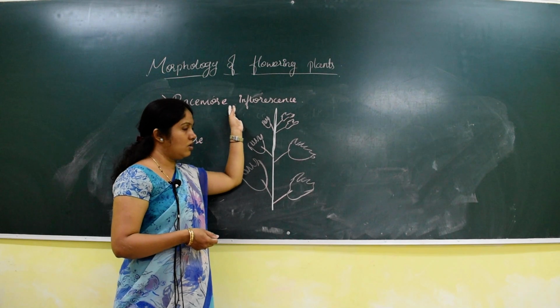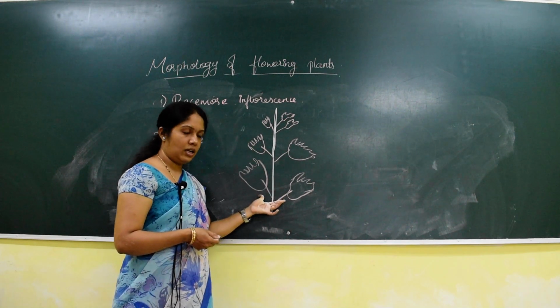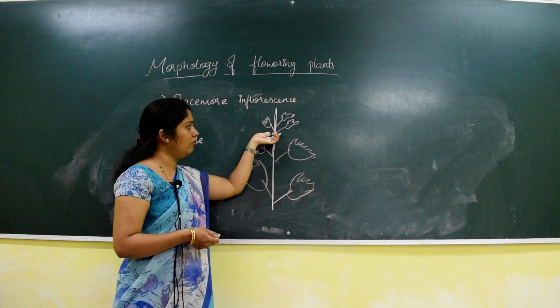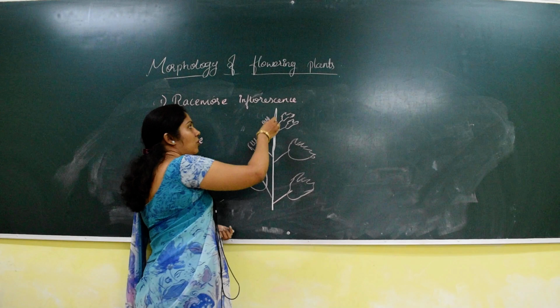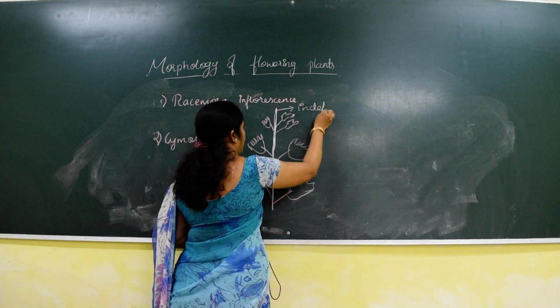So racemose is a type of inflorescence where the older flowers are at the base and the younger flowers are at the tip. Now the peduncle growth is indefinite.